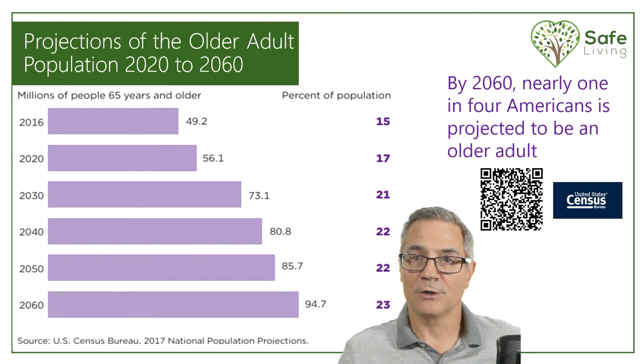The U.S. government has done a great job in providing the statistics through multiple channels of information, all of which are going to be highlighted here. If you take a picture of the QR code, it will take you directly to the website, but also listed in the description, you'll be able to see all the websites and where to gain access to this information. This first slide is really the projections of the older adult population from 2020 and what's projected. By 2060, nearly 1 in 4 Americans is projected to be an older adult. And an older adult, in terms of the government's definition, is people at the age of 65 and older.